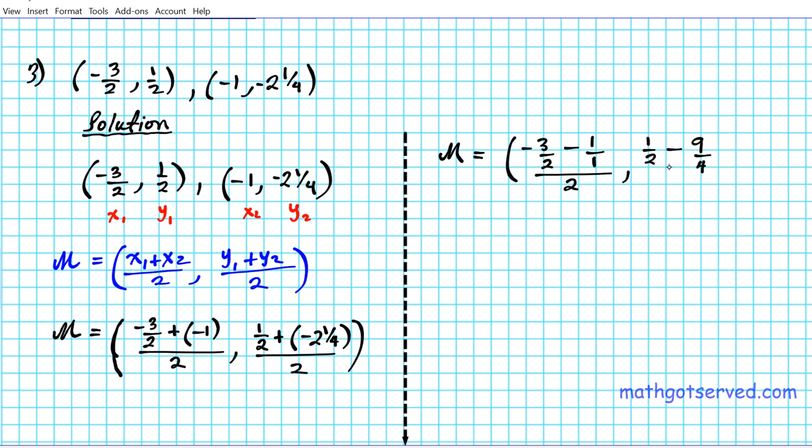Improper and proper fractions both have a distinct numerator and denominator, so I can combine them together easily. Okay, so the first one, -3/2 minus 1/1. What on earth is that? Now, how do we add or subtract fractions?